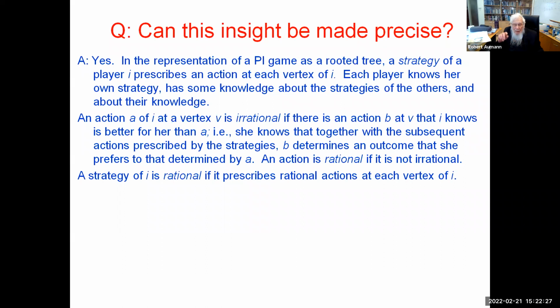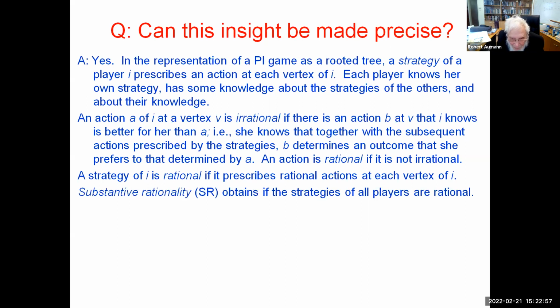That's an action. A strategy of a player is rational if it prescribes rational actions at each vertex of the player. So a strategy prescribes actions, and if it prescribes rational actions at each of its vertices, then he called the strategy rational. Substantive rationality obtains if the strategies of all players are rational. All players have rational strategies. We'll see afterwards why we call it substantive, or what the meaning of that word is.